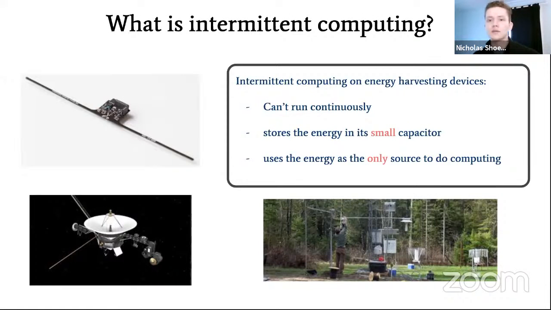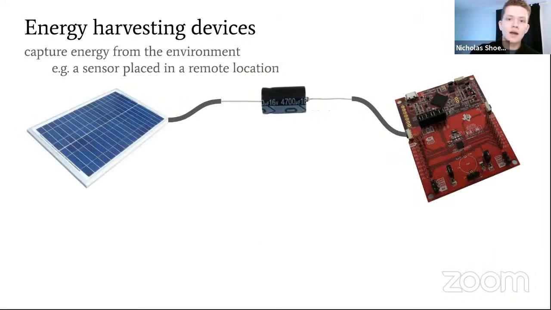So energy harvesting devices are a form of intermittent computing. They aren't on all the time because, like I said, there's so little energy in their environment that they can't actually run continuously. So they have to store up power somehow. And they do this using a capacitor. They charge up the capacitor slowly over time, and then they discharge it in one short burst of power to power the device.